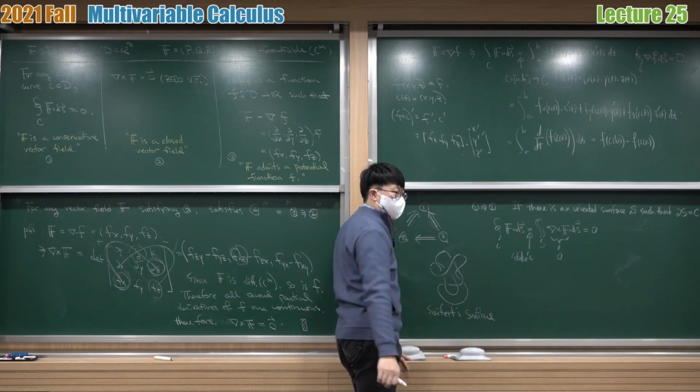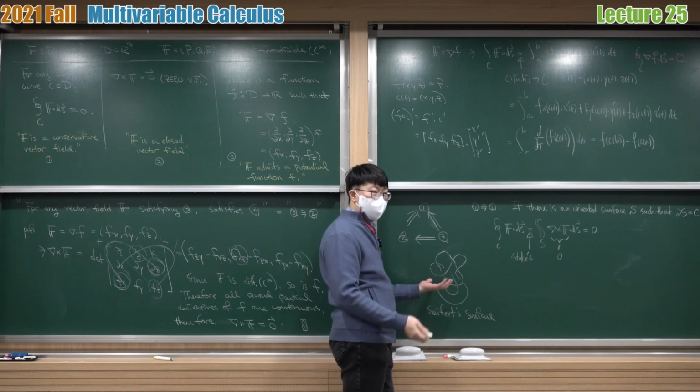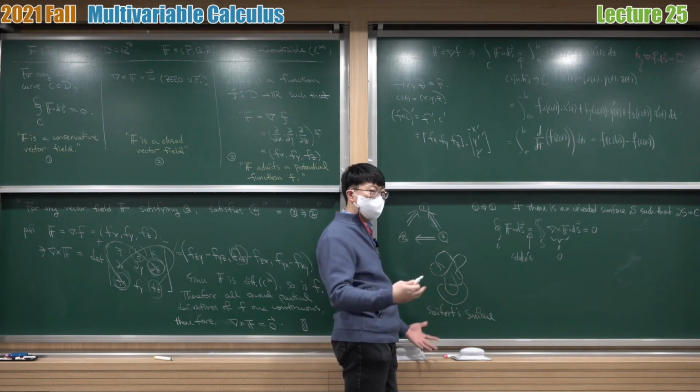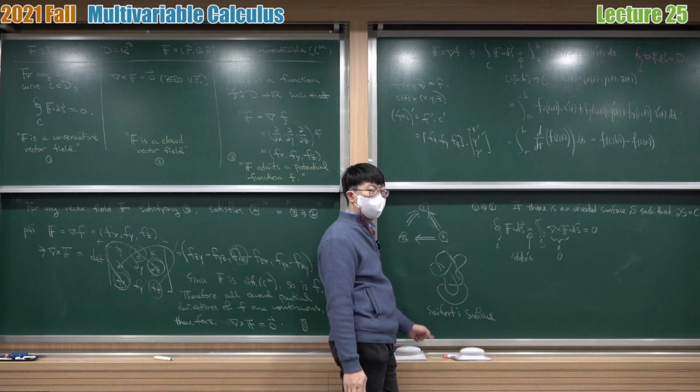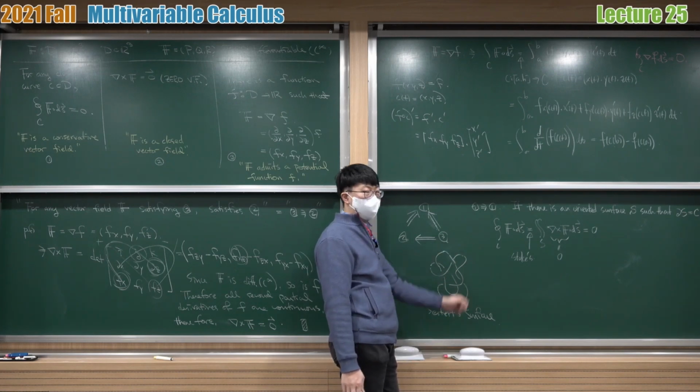So I cannot draw, maybe this would make it more complicated. I cannot draw it here because I cannot imagine it, but mathematically there is a surface. You can always find an oriented surface whose boundary is the curve C. So you can argue this.